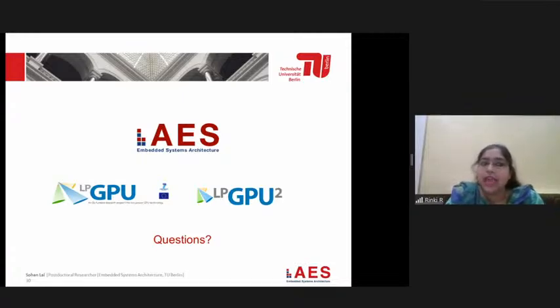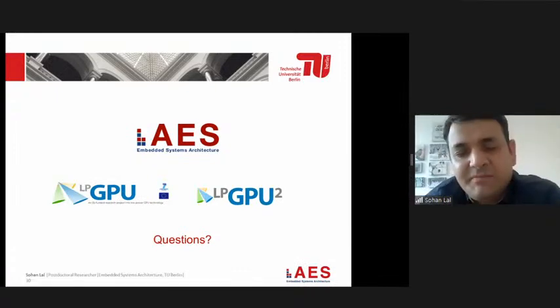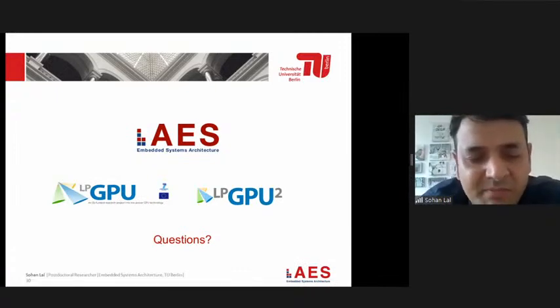First question is, can GEM5 support GPU? GEM5, yes, it's a very good question. GEM5 basically was originally only designed for CPUs. So basically you can only do CPU work.